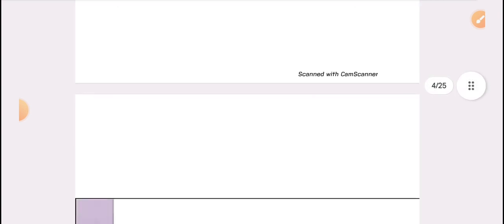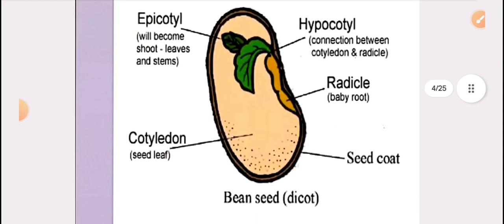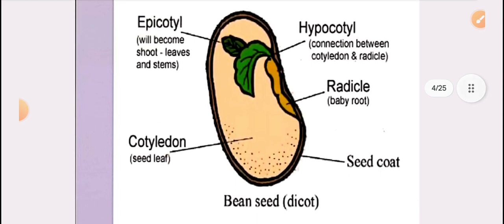Let's see in detail. This is the structure of a bean seed, a dicot seed. Here you will find the seed coat and the structure of the embryo: epicotyl, hypocotyl, and radicle, and the food storage tissue called cotyledon.